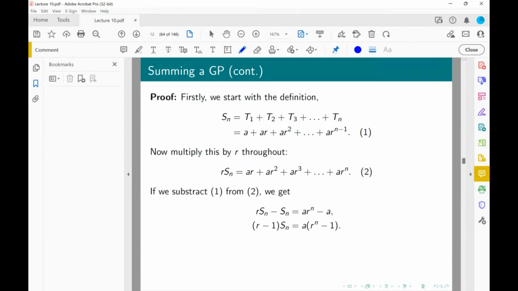And what do we do to get Sn on its own? Divided by, sorry? R minus 1. Do we agree with that? We just divide by R minus 1? Yeah, so we just divide by what's next to this thing, which I can do as long as R is not 1. So assuming that that's not 1 itself, then we get this formula.